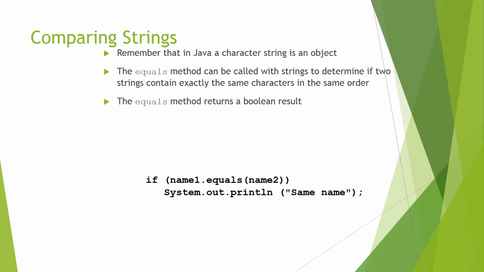Comparing strings. Remember that in Java, a character string is an object. The equals method can be called with strings to determine if two strings contain exactly the same characters in the same order. The equals method returns a Boolean result. Take a look at the example below. In the code, you have if name1 equals name2, then the system will print the line same name.